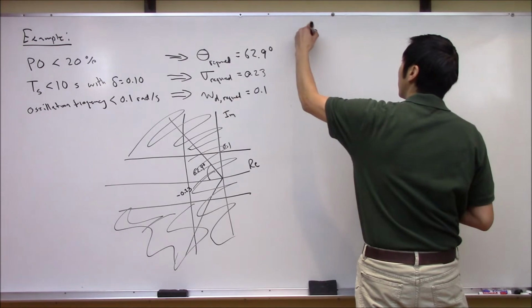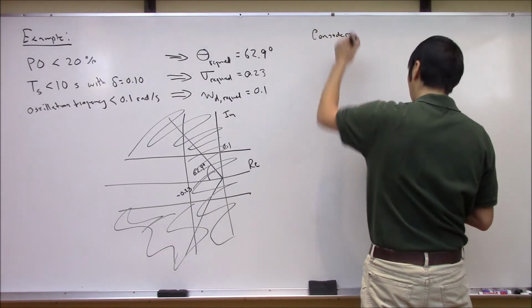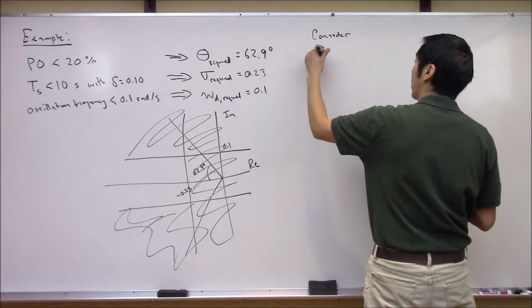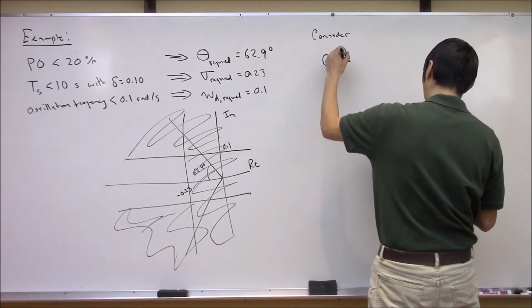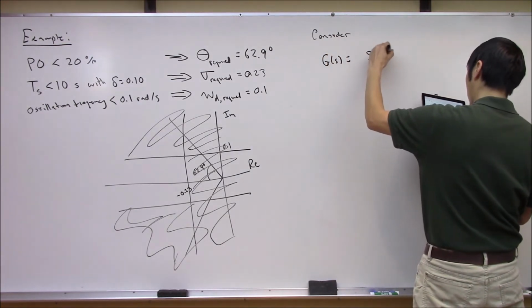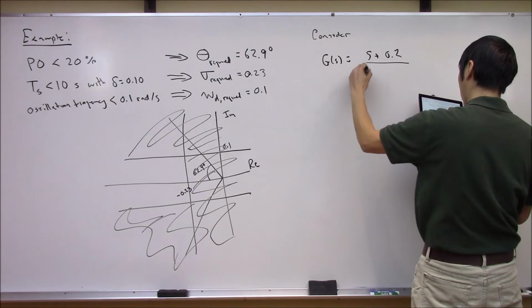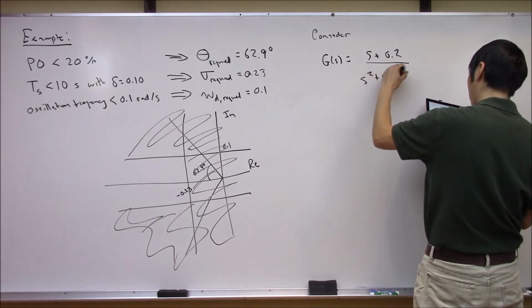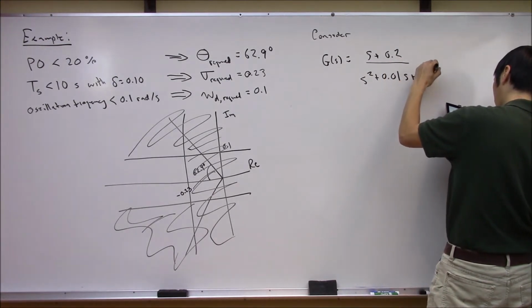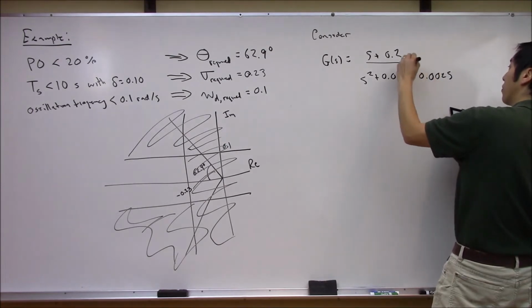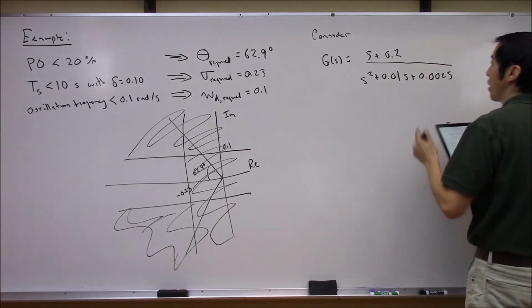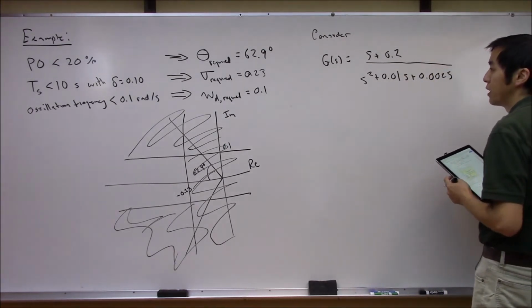here. So let's consider a plant that looks something like, I don't know, how about G of S is equal to S plus 0.2 all over S squared plus 0.01 S plus 0.0025, right? Let's just say that this is my plant model here, all right?